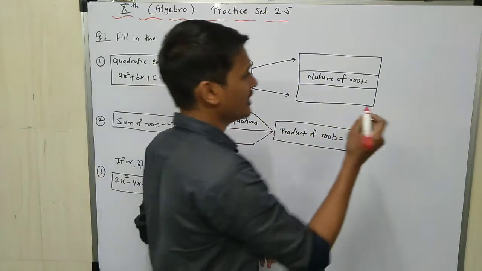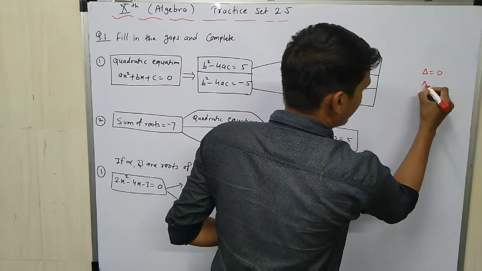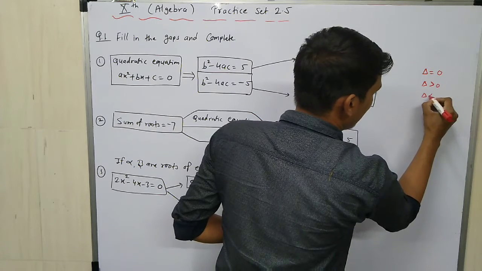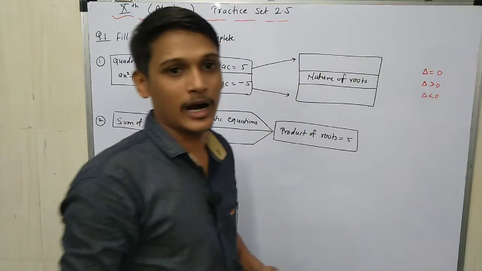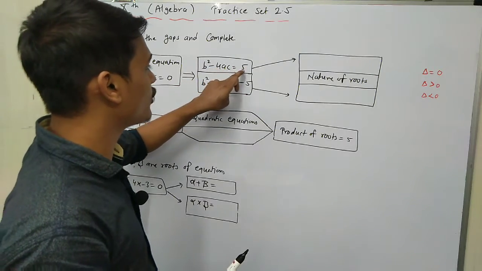There are three conditions. Delta is equal to 0, delta greater than 0, delta less than 0. Understood? b square minus 4ac is equal to 5.